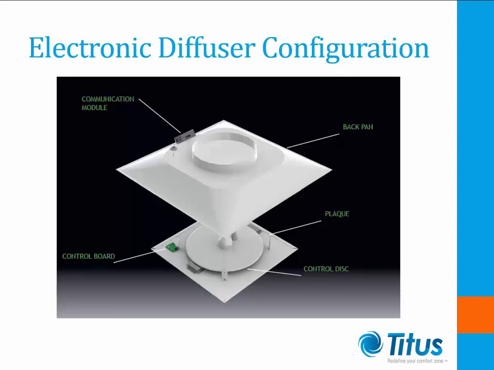Let's look now at the electronic variable geometry diffuser parts. The plaque, control disc, and backpan are equivalent to the older thermally actuated device. What is new is the control board, the mechanical actuator, and the communications module. The control and communication modules are made from robust, compact, and cost-effective modern electronics. The mechanical actuator uses a very special motor and gear mechanism to mechanically raise and lower the control disc.